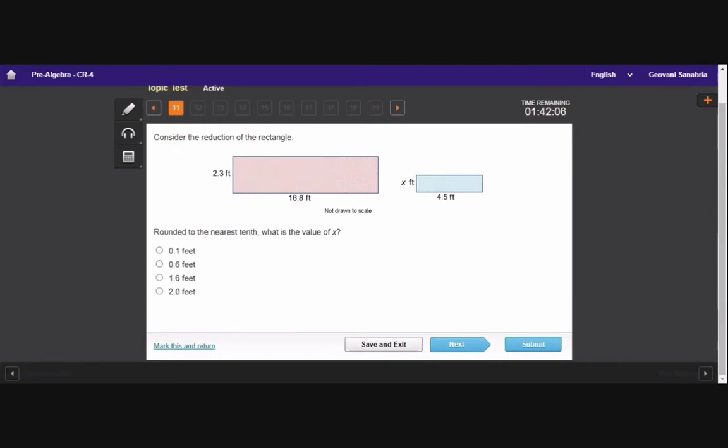So it's okay. Rounded to the nearest tenth. What is the value of the x? So okay, so I got to divide again. Yeah, because I'm shrinking it.